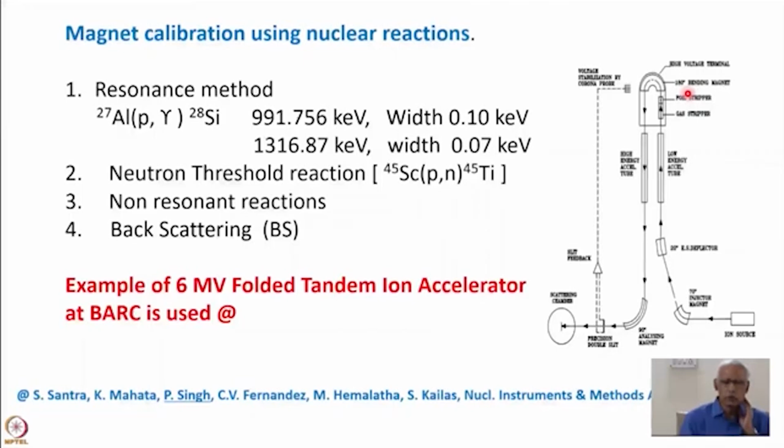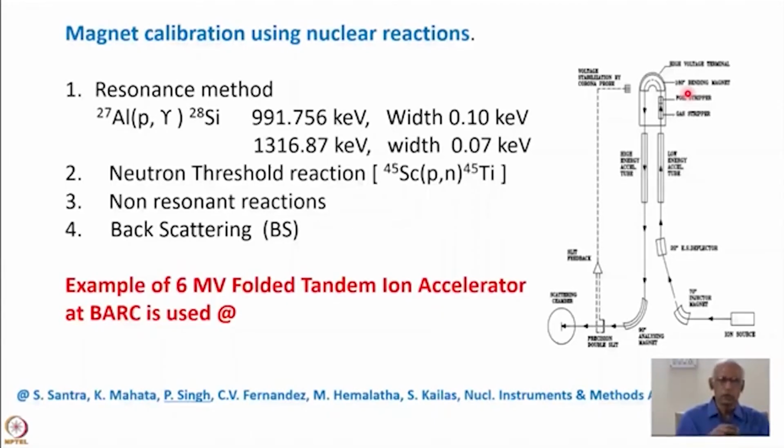Other methods which are also very popular is the neutron threshold reaction. Neutron threshold reaction means the beam is proton, and at the exit channel you get neutron, and this channel opens at a particular energy. So you know the energy very precisely, and you know precisely the magnetic field, and then you can again find out the calibration constant.